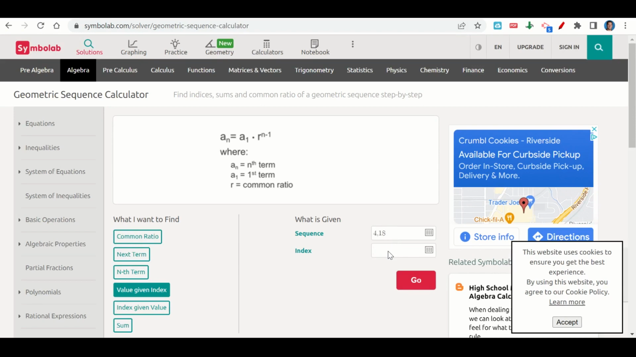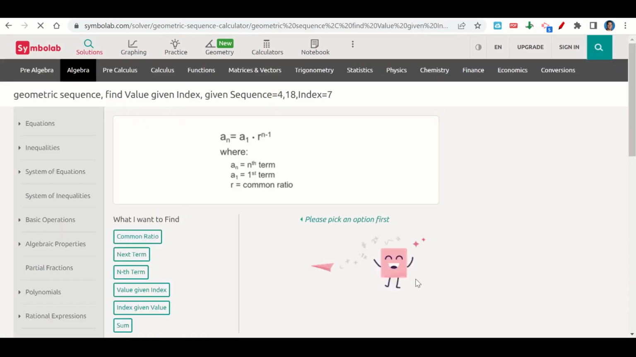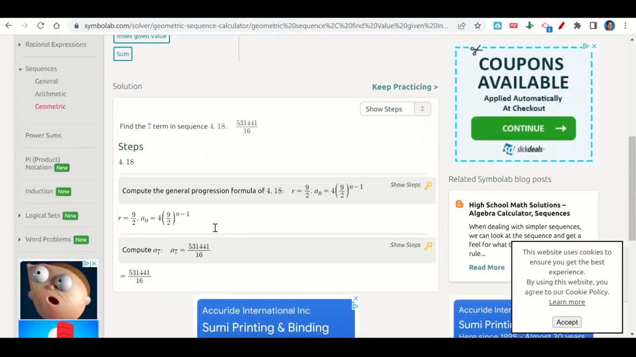And the term we want is the 7th term. So we just enter our sequence in here and put our index here. Index is the term we want. And we're going to go ahead and click Go. And when we scroll down, it tells us exactly what our ratio is and exactly what our term should be.